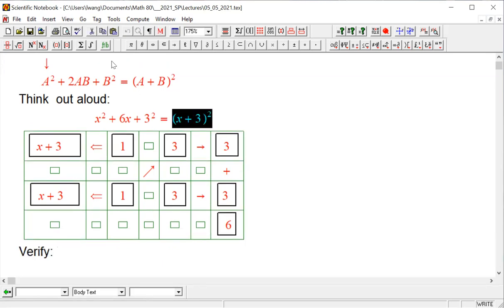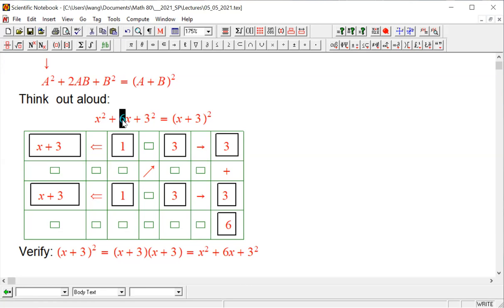You can verify by FOIL that. So that's going to be x plus 3 times x plus 3. And you FOIL that, you're going to get exactly x squared plus 6x plus 9. The other thing we notice is that you can see the 3 is a half of 6.